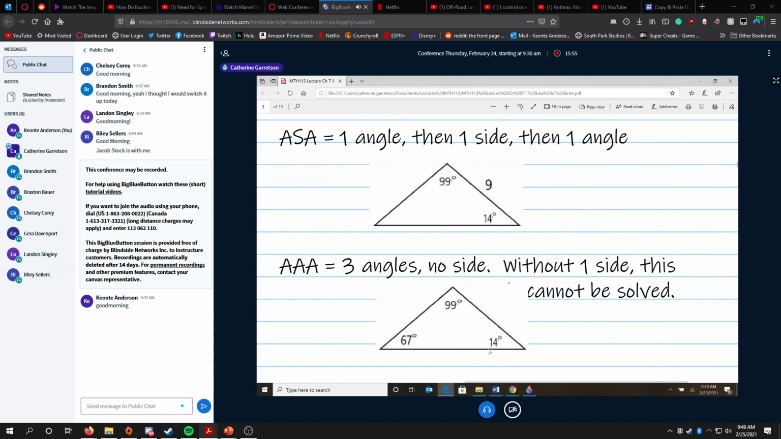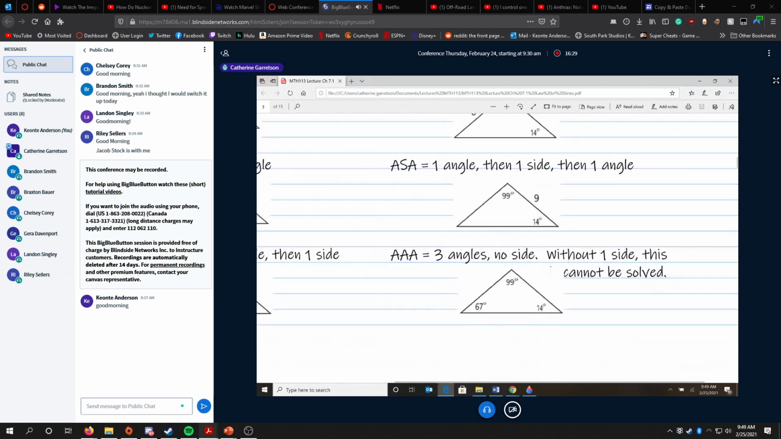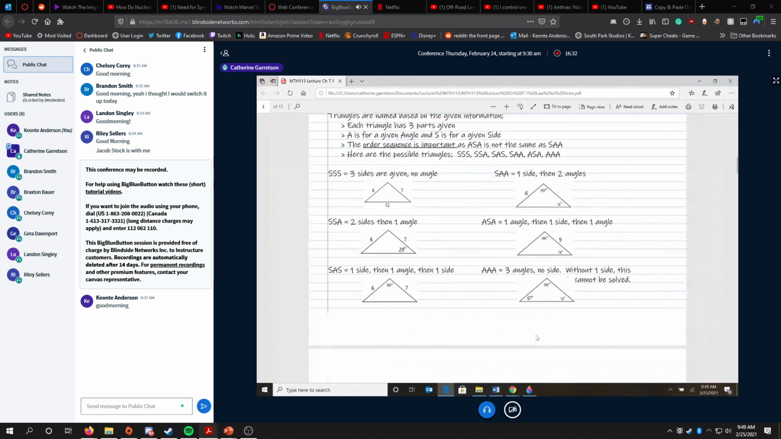But all of those triangles are what are called similar triangles. They're similar because the lengths of their sides are proportional. But without knowing one side, I can't fix the length of the other sides. So if I don't know any sides and I just know the angles, there's a whole infinite set of triangles that look like that, but I can scale them larger or smaller, but I can't find the length of the side without knowing one of them. Okay, so AAA we will not be working with, but we will be working with these other 5.